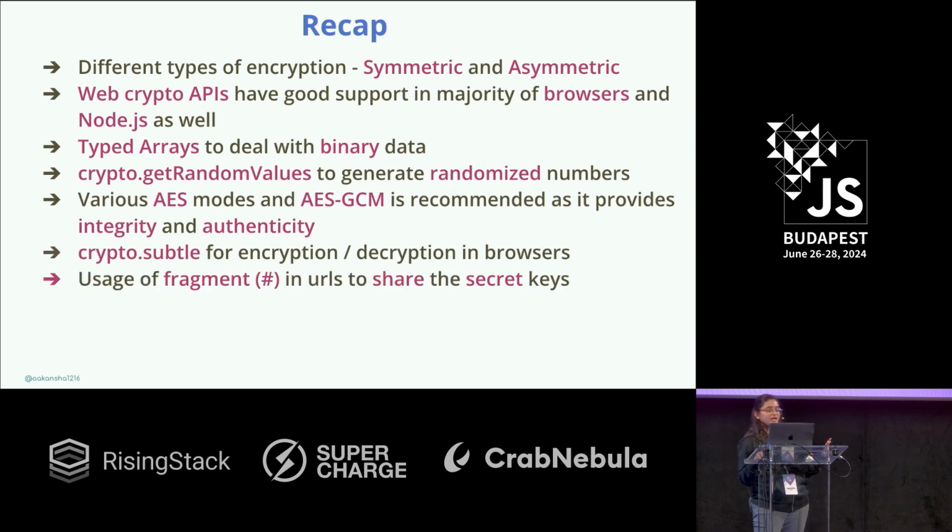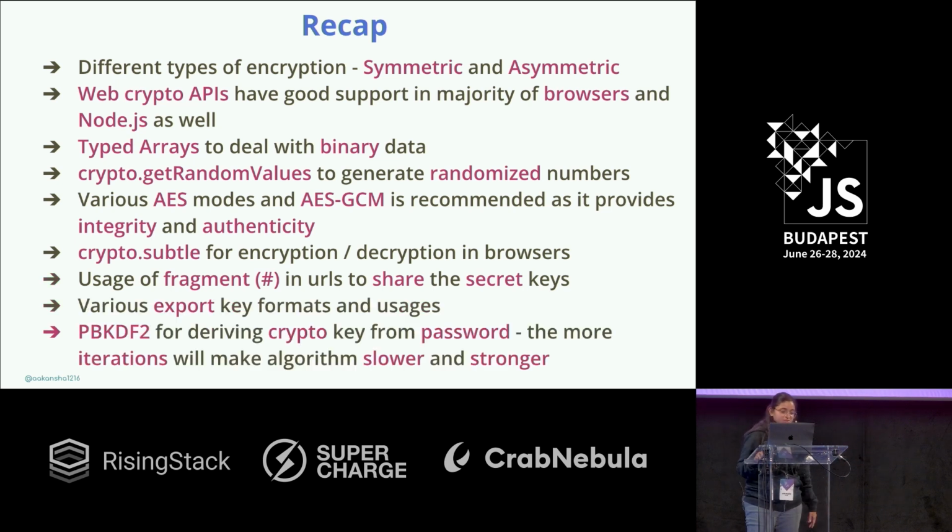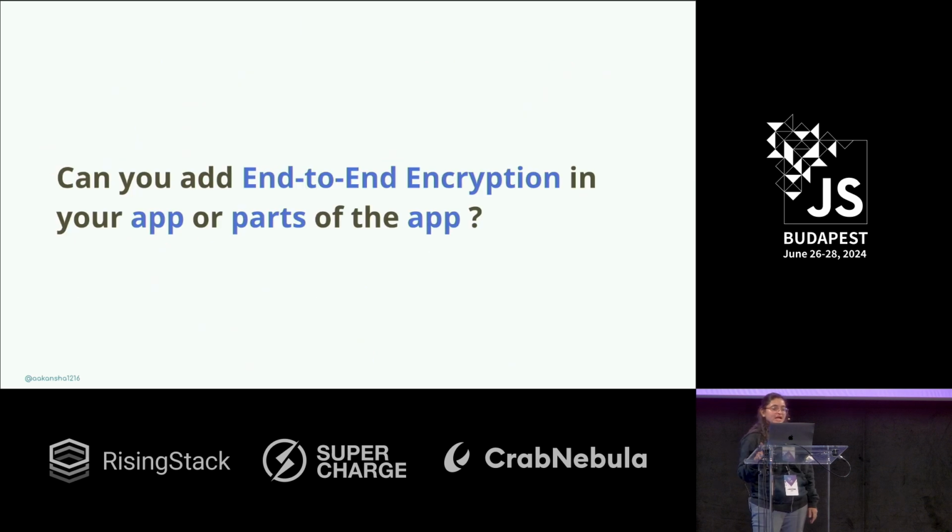Usage of the fragment hash to share the secret keys because that part is never sent to the server. Various export key formats and usages. PBKDF2 for deriving the crypto key from a password. Of course, the more iterations, the slower it gets, but also the stronger. And one question to all of you: can you add end-to-end encryption in your app, or maybe some specific parts of your app, depending on whether the server really needs to see the data? So think about it and we can discuss it later.